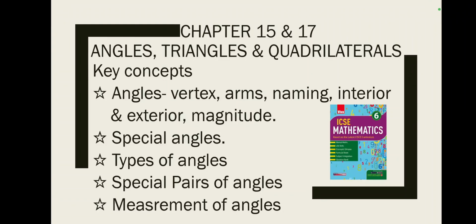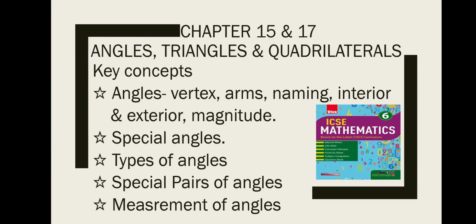Chapter 15 and 17 from Viva Education, Standard 6. Key concepts: angles, vertex, arms, naming, interior and exterior, magnitude. Special angles, types of angles, special pairs of angles, measurement of angles.